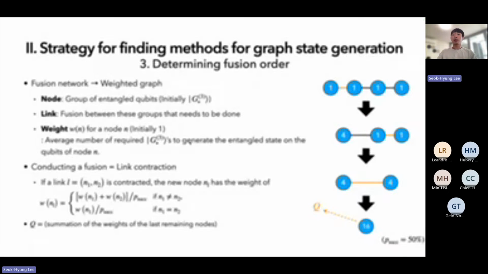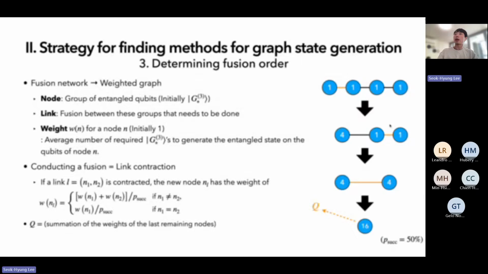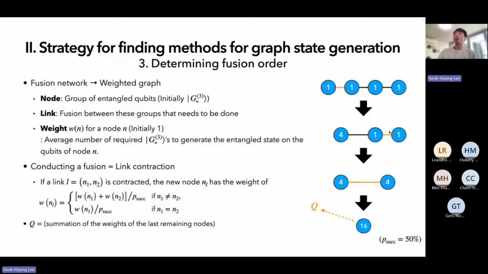one thing to note here is that links that do not have common nodes can be contracted at the same time. So in this process, this contraction and this contraction are actually done on different pairs of nodes. So this is actually originated from this link. And this contraction and this contraction, so the order between them doesn't matter. It doesn't matter if we contract this one first, then this one, or this one first, then this one. We will always obtain the same fusion network. So we can regard them as done in parallel.